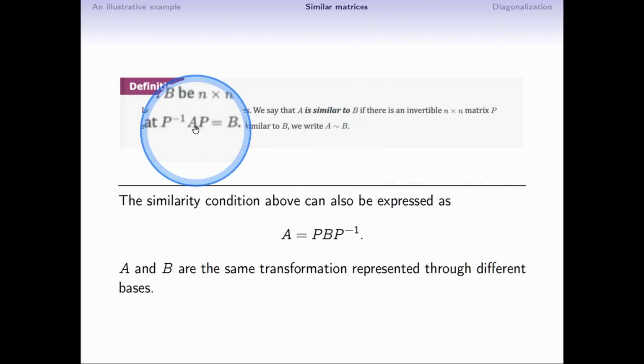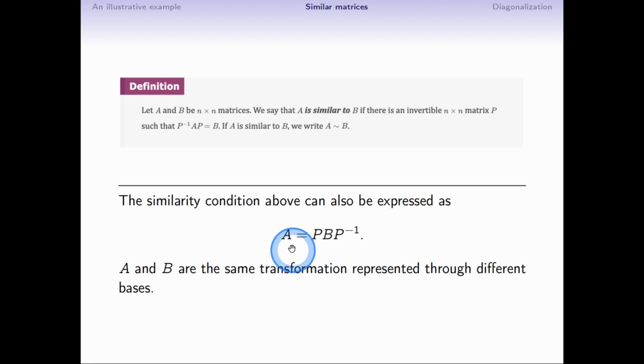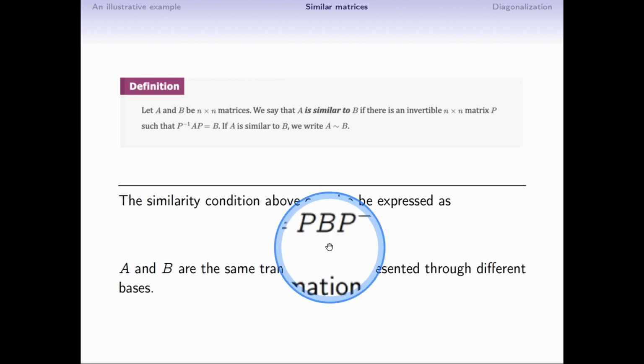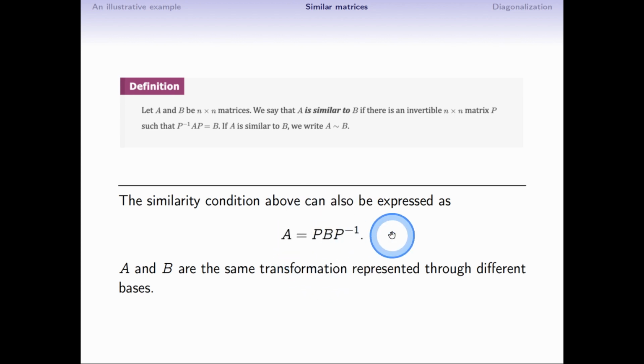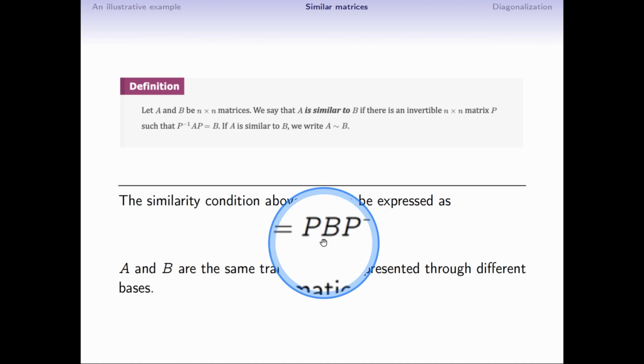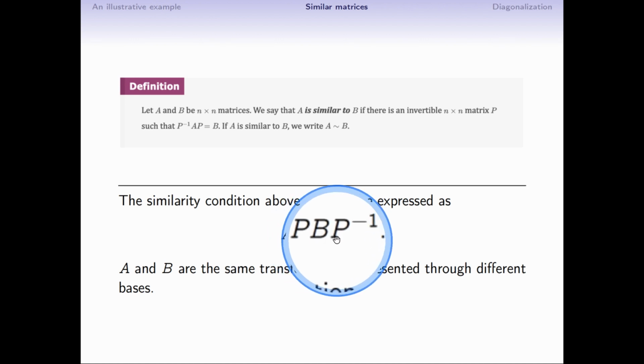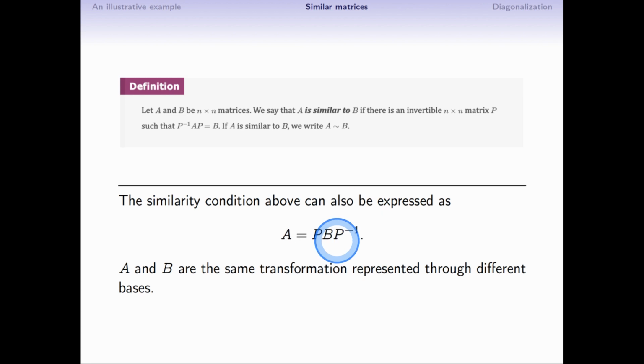Now, let's go back to this defining equation. If we multiply both sides of this equation by P on the left and P inverse on the right, we can express that same relationship between the matrices A and B in this form. We can say that the matrix A is equal to P times B times P inverse for some invertible matrix P. And I actually prefer this representation of similarity. So I would say A is similar to B, provided that A is equal to P times B times P inverse for some invertible matrix P. And the reason I like this representation is because it's very suggestive, right?